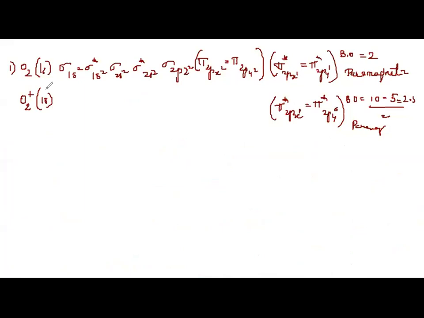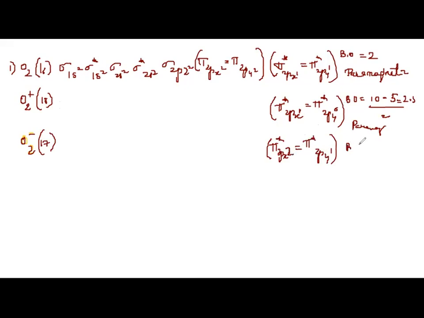So O2 has 16 electrons. So this is the bond order, and bond order is 2. O2 plus means one electron less. And this is the correct format, O2 minus. O2 minus means 17 electrons, since O2 has 16. This all remains the same, there is only a change here: pi star 2px1 equal to pi star 2py1 is there. 17 means one electron more, therefore it becomes pi star 2px2 equal to pi star 2py1.